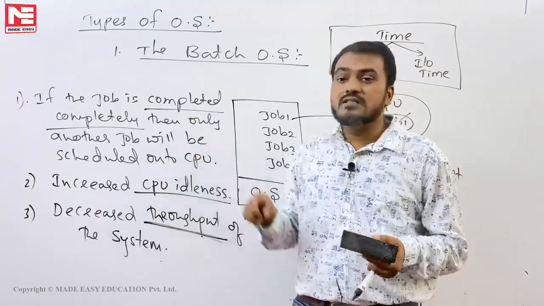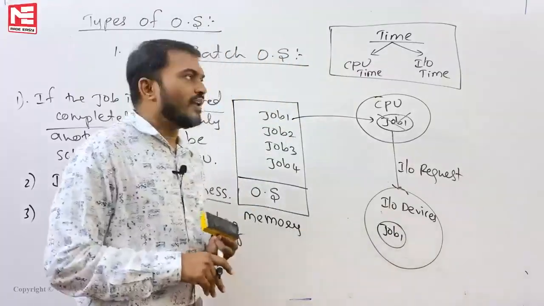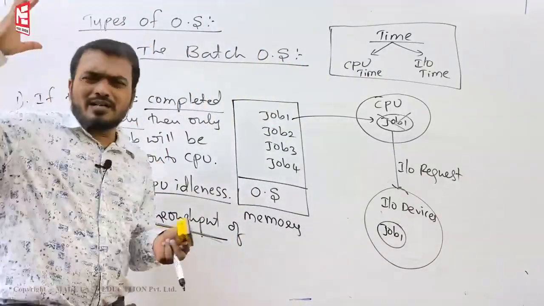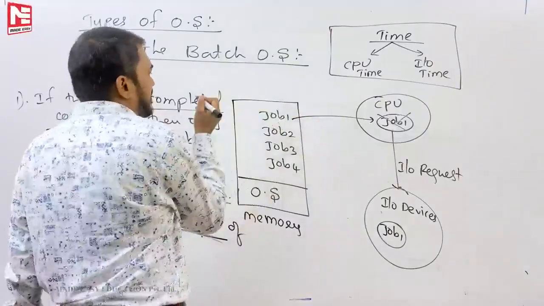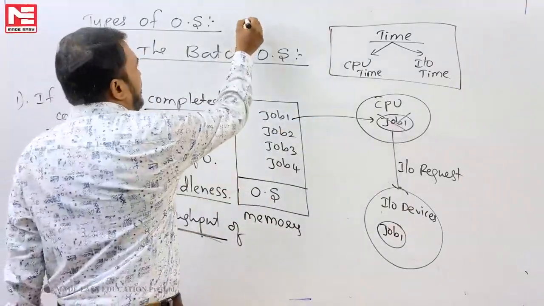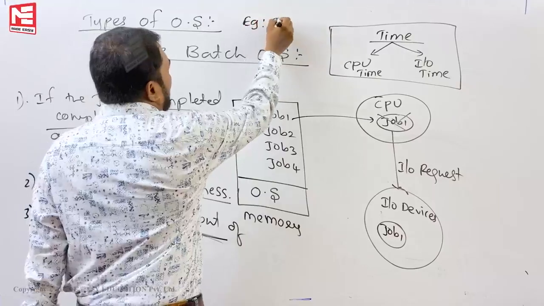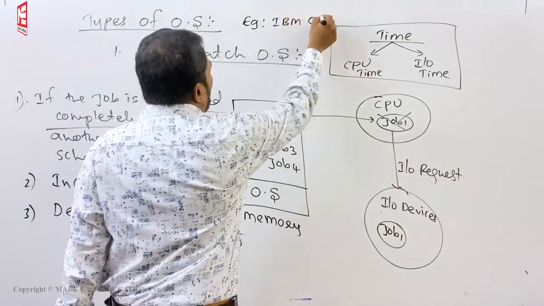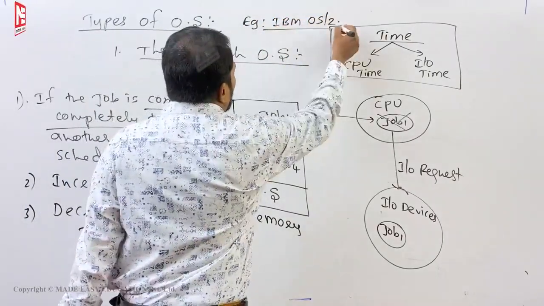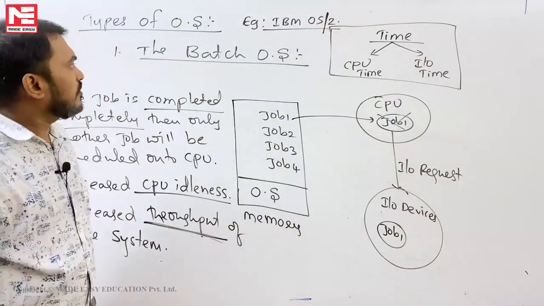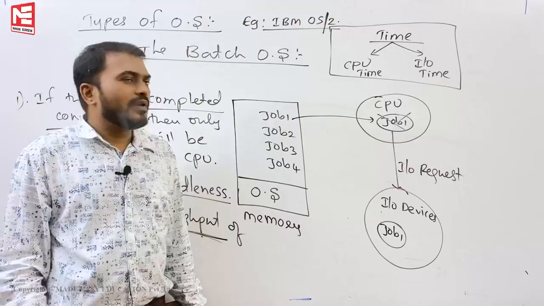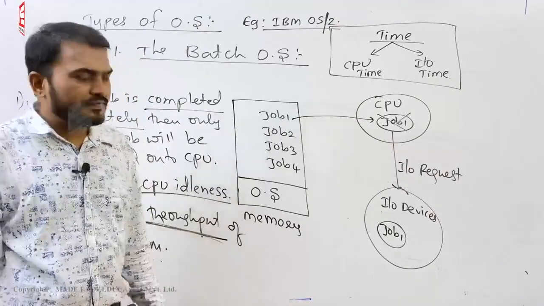So this is the batch operating system. Remember, this is a very outdated, very old operating system, nobody is using it. If you want an example for reference, the example is IBM OS/2. This is the name of the operating system, very old and outdated. Just make a note of it: an example for the batch operating system is IBM OS/2.